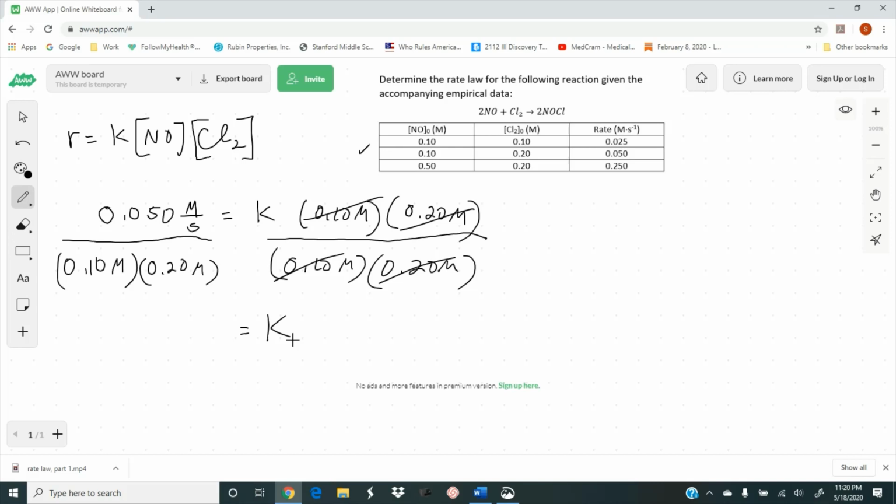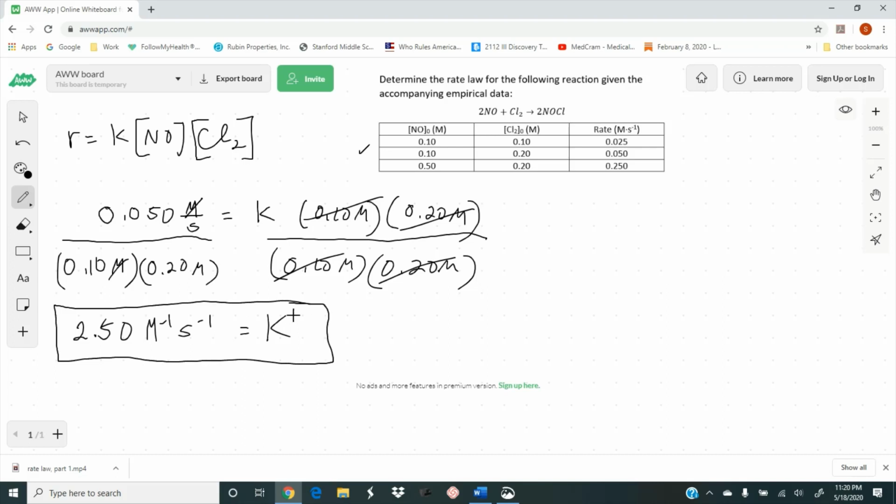2.5. In this case, the rate constant at this temperature is 2.50, and for the units, you'll notice that the molar in the numerator cancels with one of the molars down here, leaving you with a molar on the bottom. So you end up with molar to the negative first and second to the negative first. Okay, and there's your K, 2.50.